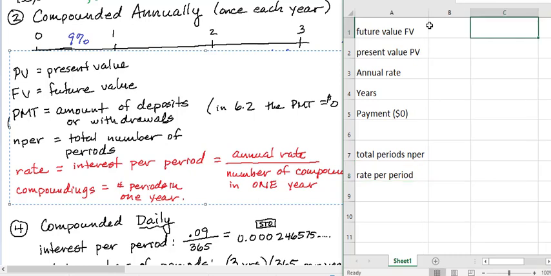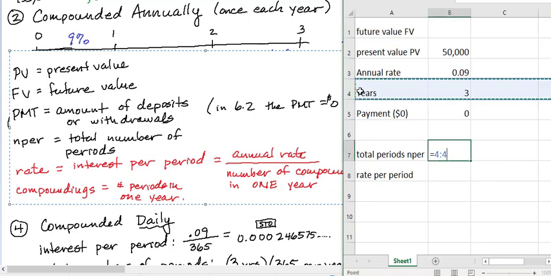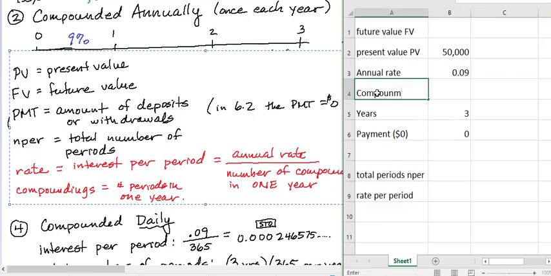To redo our example, we're trying to find the future value, so that will stay blank. The present value will be 50,000. The annual rate was 9%. The number of years of the investment was 3 years, and the payment was $0. Okay, now the total number of periods needs to be calculated. That will be once per year. I need to go back and add in a variable for the number of compoundings. Since this is annual compounding, I'll have once per year.